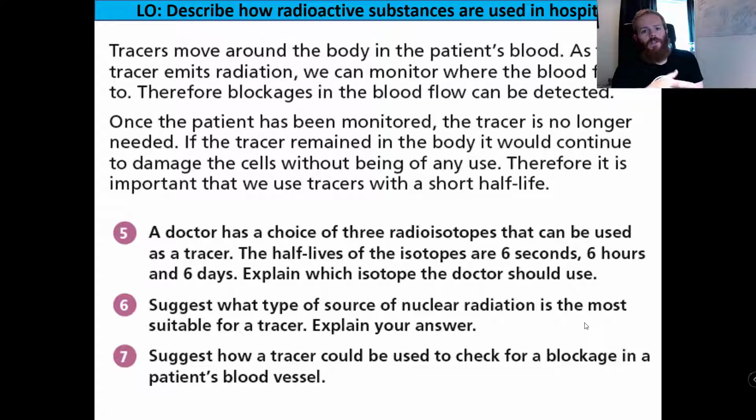If you were going to use a source of alpha radiation or beta radiation, alpha is definitely not getting through human tissue and bone. Beta might, but again, you don't want something that might get through, you want something that definitely does get through, so we use gamma every time.